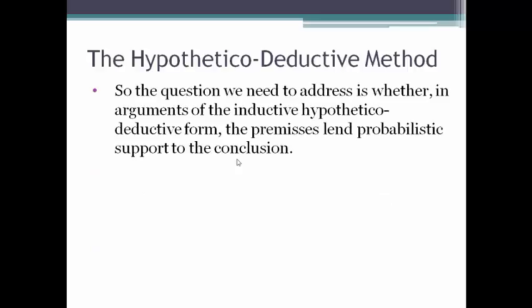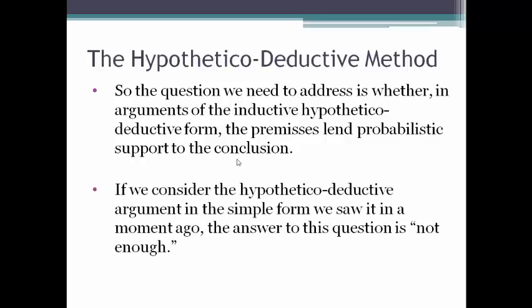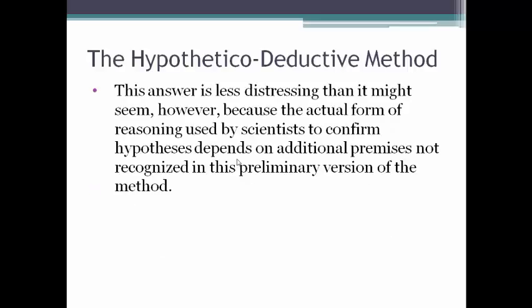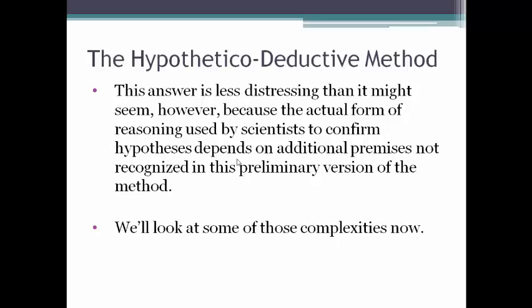So the question we need to address is whether, in arguments of the inductive hypothetico-deductive form, the premises lend probabilistic support to the conclusion. Do they? If we consider the hypothetico-deductive argument in the simple form we saw a moment ago, the answer to this question is not enough. This answer is less distressing than it might seem, however, because the actual form of reasoning used by scientists to confirm hypotheses depends on additional premises not recognized in this preliminary version of the method. So let's go ahead and start looking at some of those complexities now.